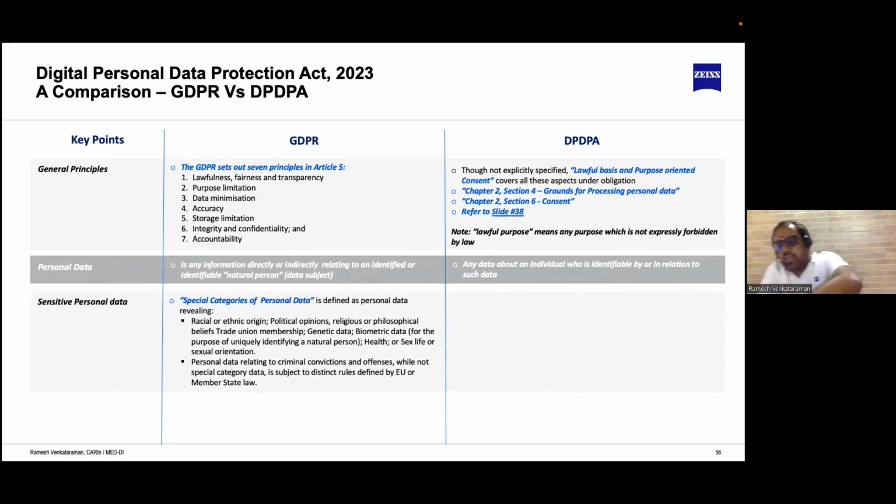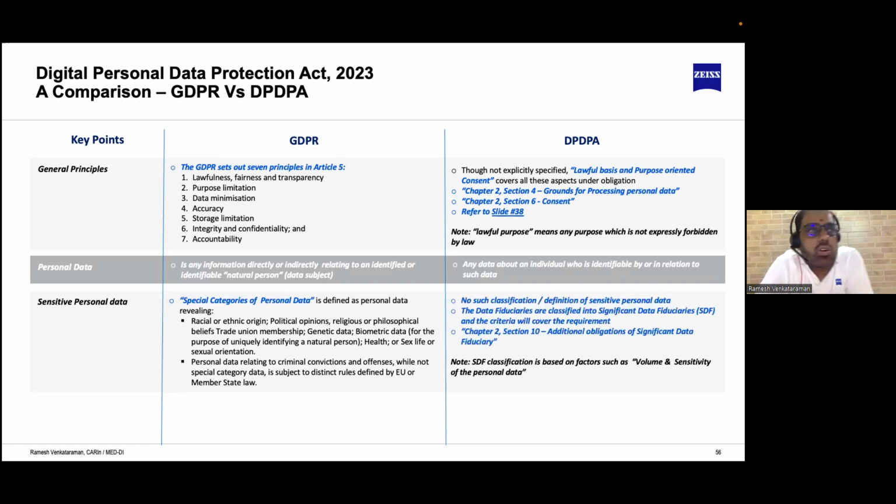GDPR has a definition called special categories of data, wherein the sensitive data like health related, biometric, finance related, ethnic origin, political opinions, religious, philosophical beliefs, etc. Quite interesting. In Indian law, there is no such classification. Simple. It is personal data.